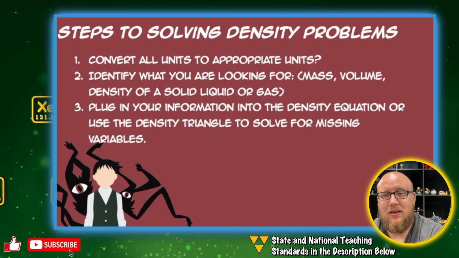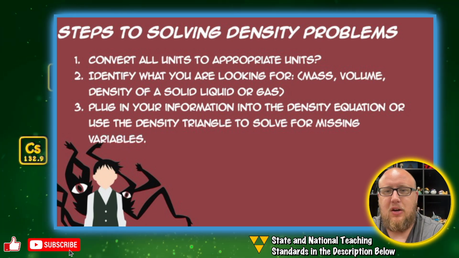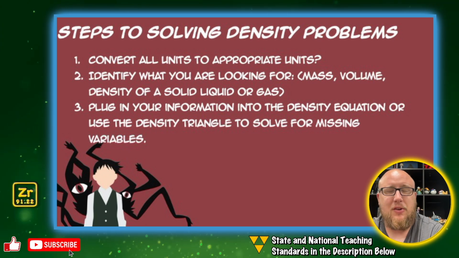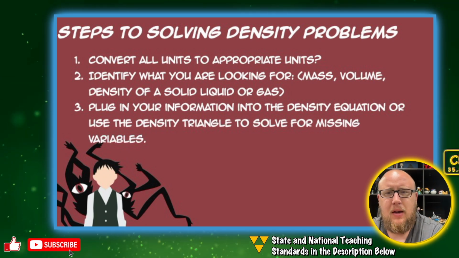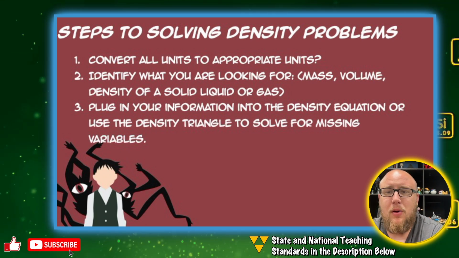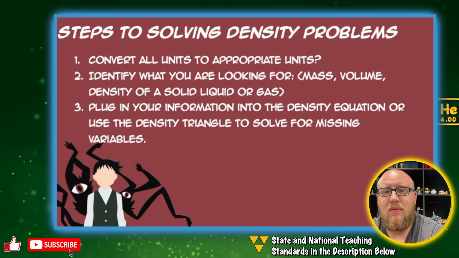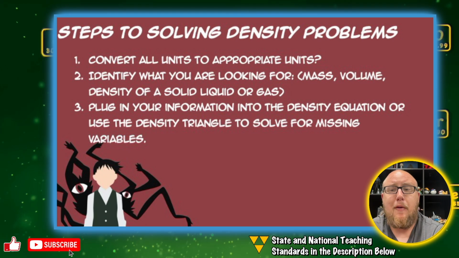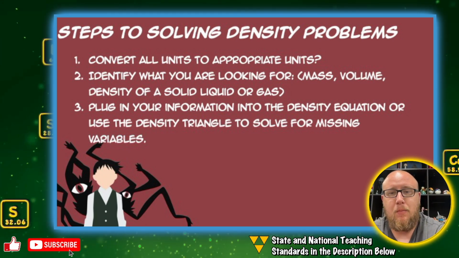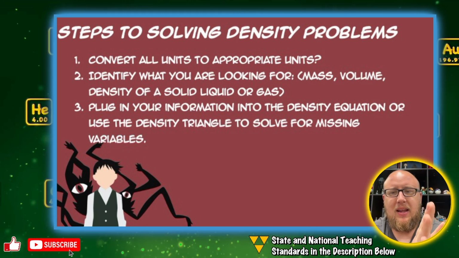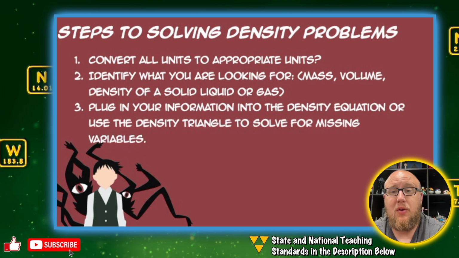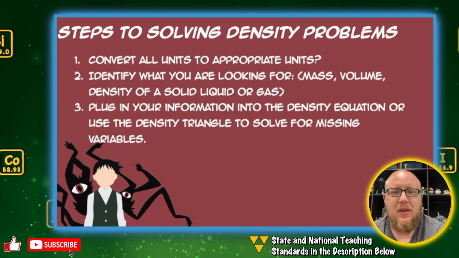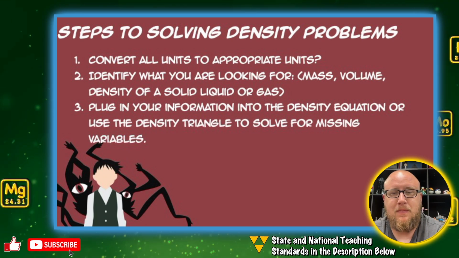When dealing with the density problem, what are our steps to solving this? Well, first is to convert all units to appropriate units. That's why I said it's the hardest thing to do. Second, we identify what we're looking for, whether that's the mass, the volume, or the density of a solid, liquid, or gas. Appropriate units are the important thing. And at the end, our last step is just plug everything in, whether you're using the density equation or density triangle, and get whatever variables you're missing.